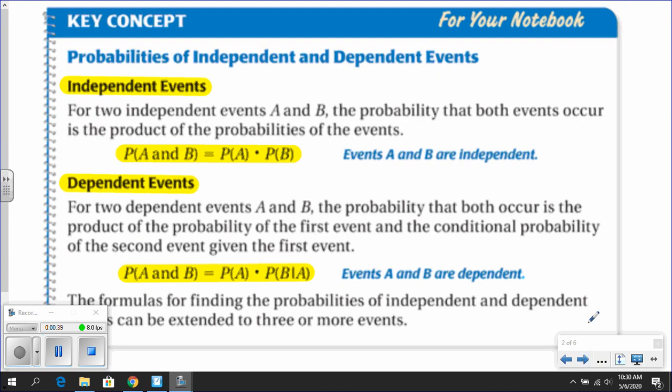So now we have two equations for independent and dependent events and finding the probabilities of those. For independent events, if you're trying to find the probability of A and B, you are just going to multiply the two probabilities together. So the probability of A times the probability of B. For dependent events, to find the probability of A and B, you're going to also multiply. However, you're going to multiply the probability of event A and the probability of event B occurring, knowing that event A has also occurred.